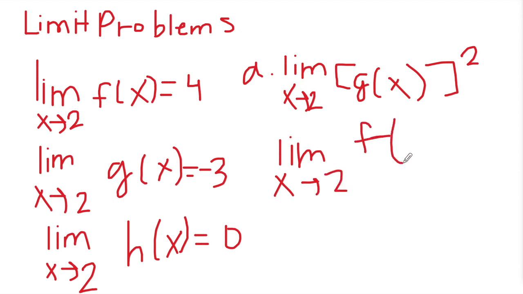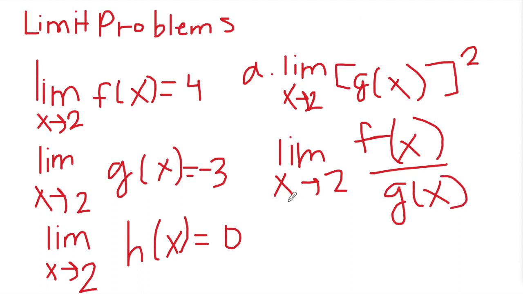Now f of x over g of x, okay, this one's actually pretty straightforward since it's the simplest one. So remember, you can apply this limit to the top and bottom when you have a division, so it would be the limit of f of x over the limit of g of x, but I'm not going to write that out, so that's just 4 over negative 3, or negative 4/3.